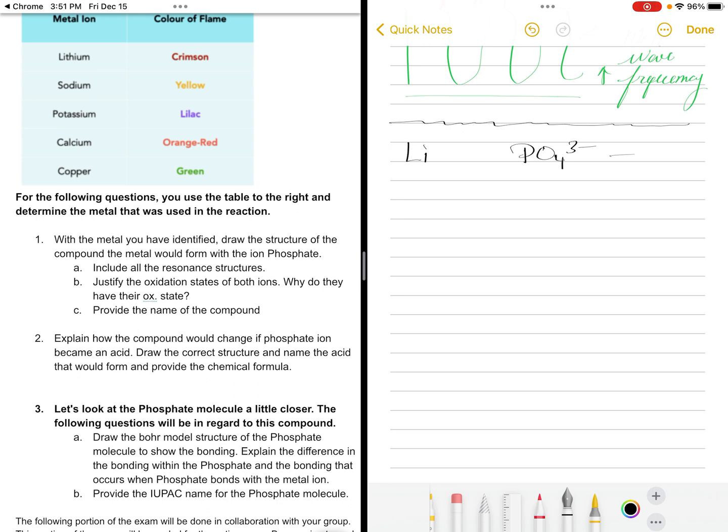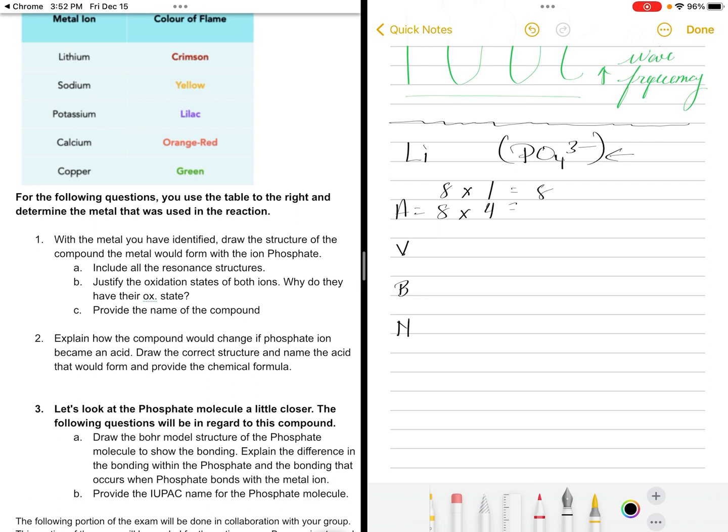So what I'm going to do first is I'm going to draw this structure. Okay, so I'm going to do my AVBN. The AVBN is only going to be for phosphate. Okay, I don't need to include the lithium yet. So this is what you need to do to get full credit. Okay, phosphorus has a space for 8, oxygen has a space for 8. I'm going to multiply phosphorus times 1, oxygen times 4.